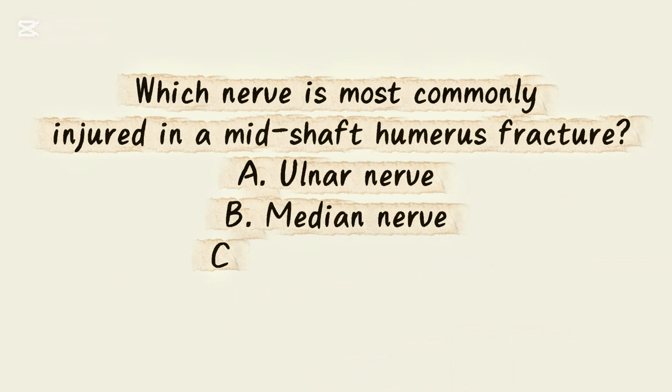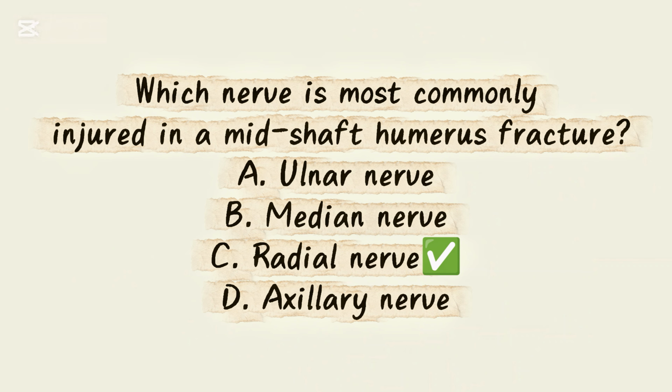Which nerve is most commonly injured in a mid-shaft humerus fracture? A. Ulnar nerve. B. Median nerve. C. Radial nerve. D. Axillary nerve.